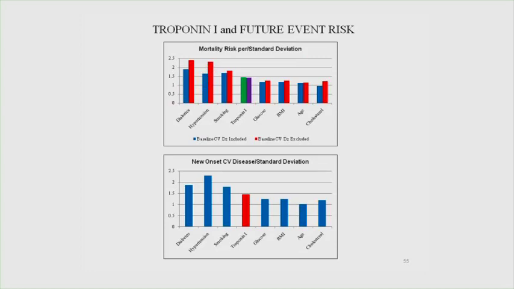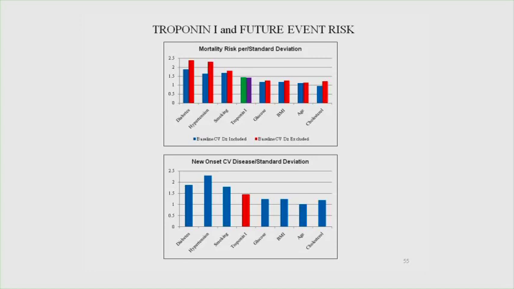Now here we're going to look at mortality risk in relation to one standard deviation rise in a physiologic variable. In blue, these are patients with baseline cardiovascular disease included. In red are those that did not have baseline cardiovascular disease. Diabetes, high blood pressure, smoking were important. So was troponin. If you have a high troponin I, your risk of dying is greater than that associated with high glucose, overweight, cholesterol, or age, suggesting that if there's something wrong with your heart and you got an immune response to troponin, that's a bad thing.